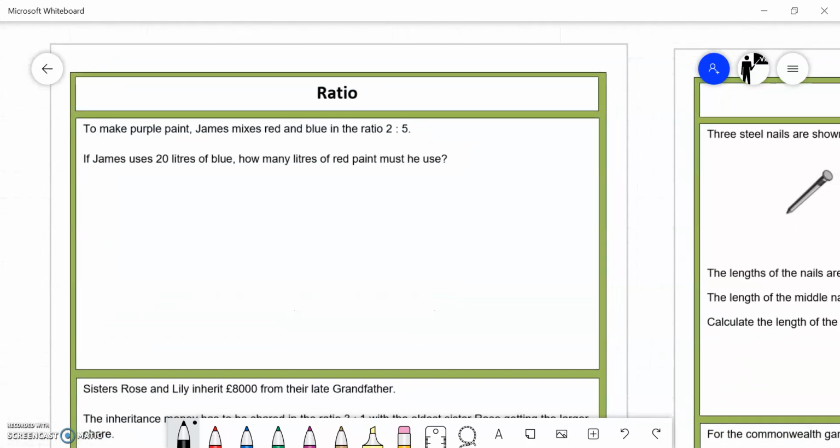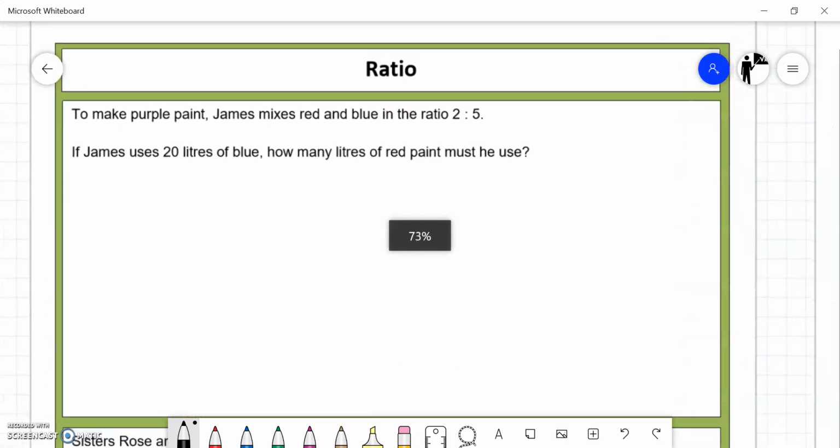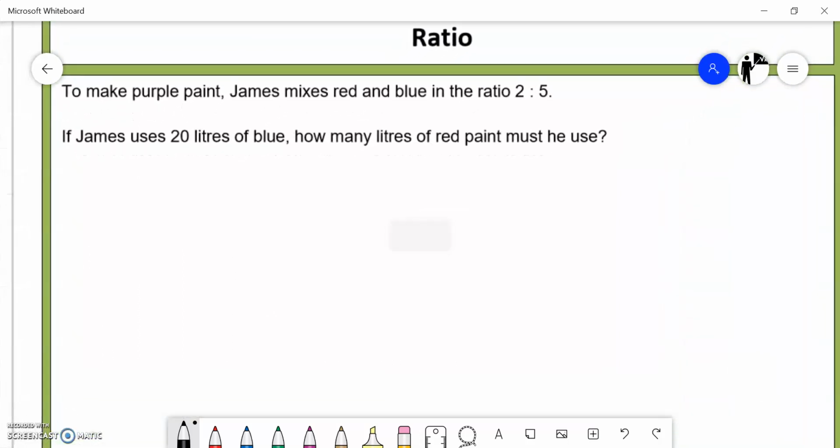In this video, we're going to have a look at ratio for the National 5 numeracy qualification. We've got 4 examples to work through here. To make purple paint, James mixes red and blue in the ratio of 2 to 5.